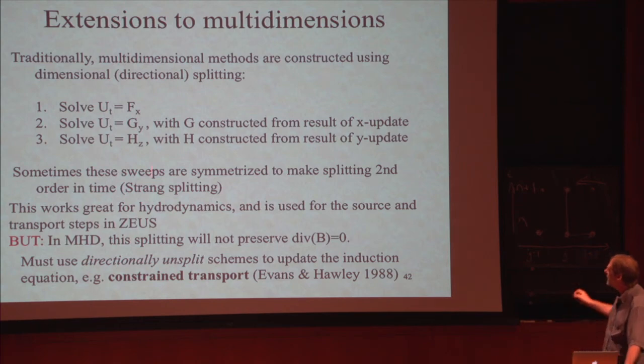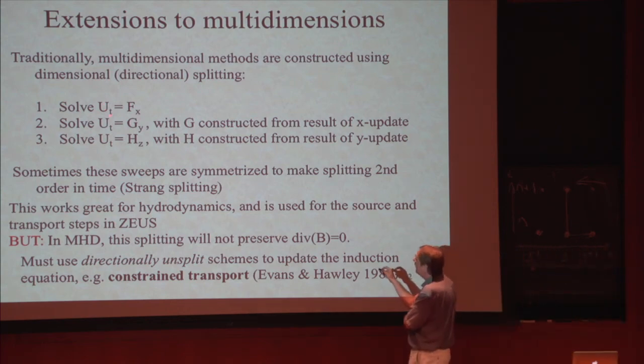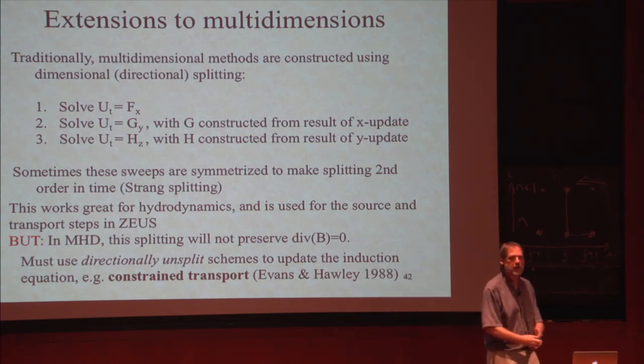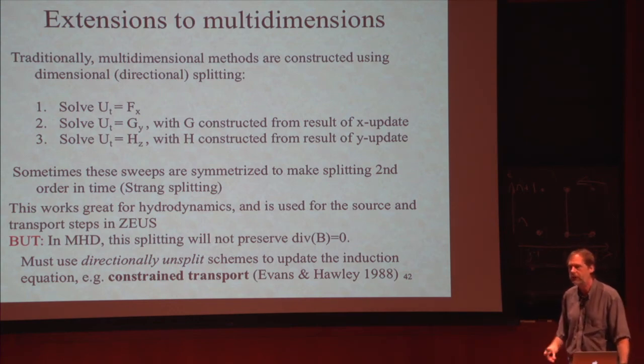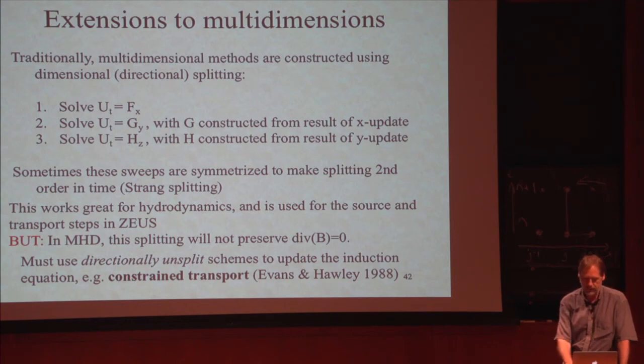But it turns out for MHD, this splitting doesn't work because it's impossible to keep div B 0 in these partial substeps. You can't update some of the components of B in an X sweep but not the others, and still keep div B 0. As soon as you update one component of B, you've broken div B equals 0. You have to update all three components of B at the same time. And so in MHD, you have to use directionally unsplit schemes using something, for example, called constrained transport.